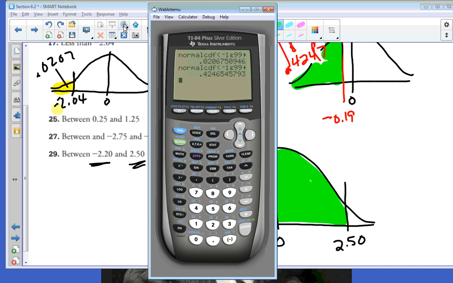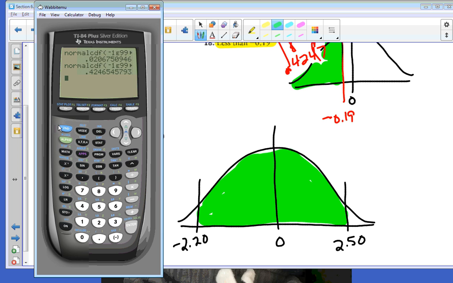So I'm going to go to my calculator, second distribution, going to go down to number 2, normal curve. This time my lower limit is going to be negative 2.2. I'm going to cursor down and make my upper limit 2.5. I'm going to cursor down to paste. You guys are going to close your parentheses, hit enter, and it is very close to 1, just like we thought it would be. 0.9798, or 0.9799.